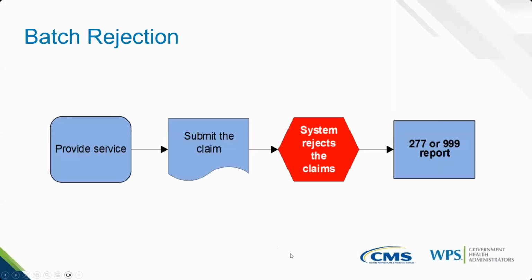So to fully understand rejections and denials, it's important to recognize the path that a claim takes, or what we like to refer to as the life of a claim. This is a simplified graphic, and this shows how a claim gets into our system. Of course, the service is provided, a claim is submitted. Sometimes the system rejects those claims. When that occurs, a 277 or 999 report is generated to explain why.